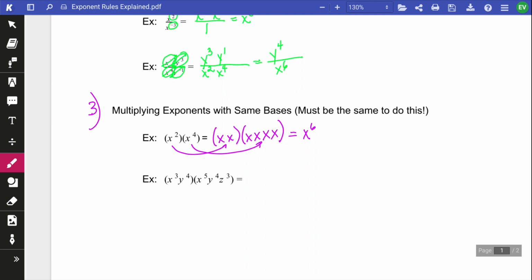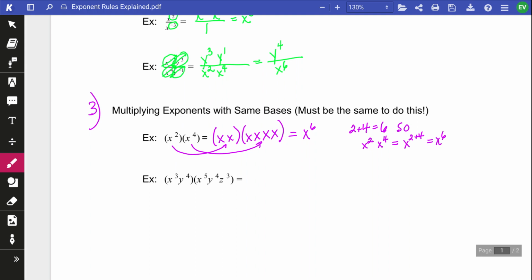How is 6 related to 2 and 4? Well, 2 plus 4 equals 6. So x to the second power times x to the 4th power, and you can use parentheses or not, same thing, is the same as x to the 2 plus 4, which is x to the 6th. So if you remember this rule, you don't have to expand it, but you certainly can expand it if that'll help. So the next one, a little bit longer, and I've got a couple different variables in it.